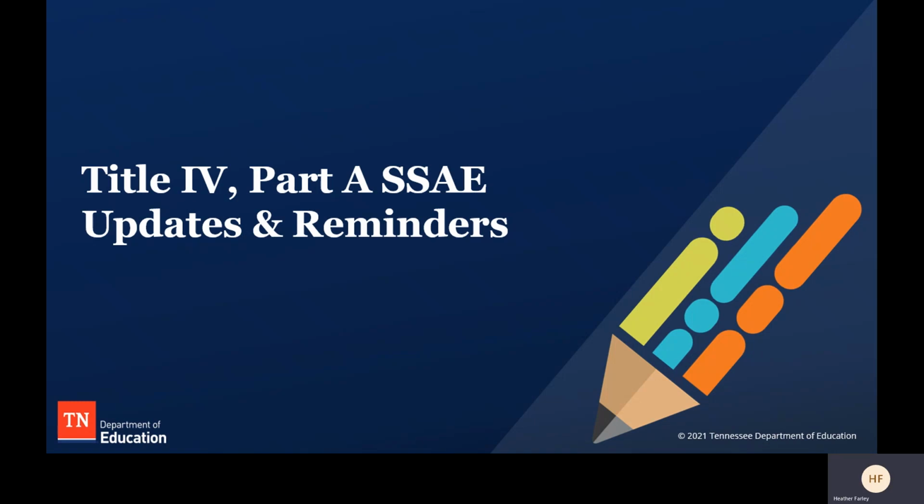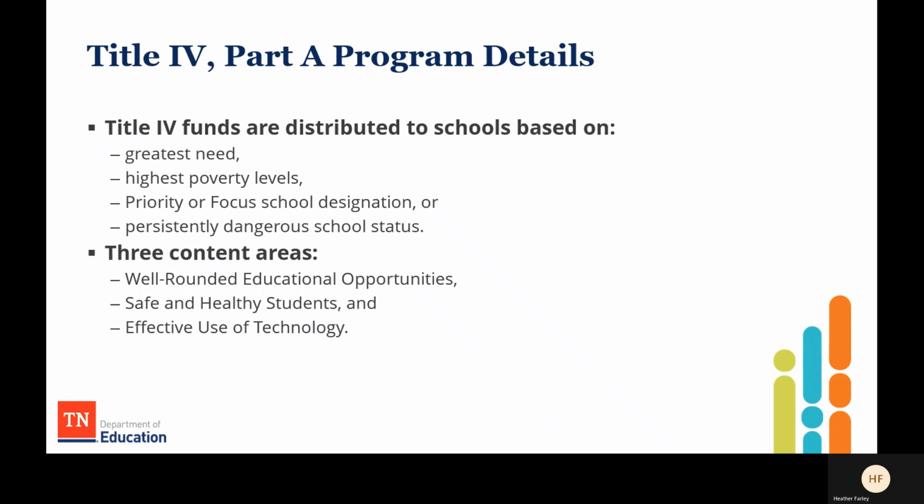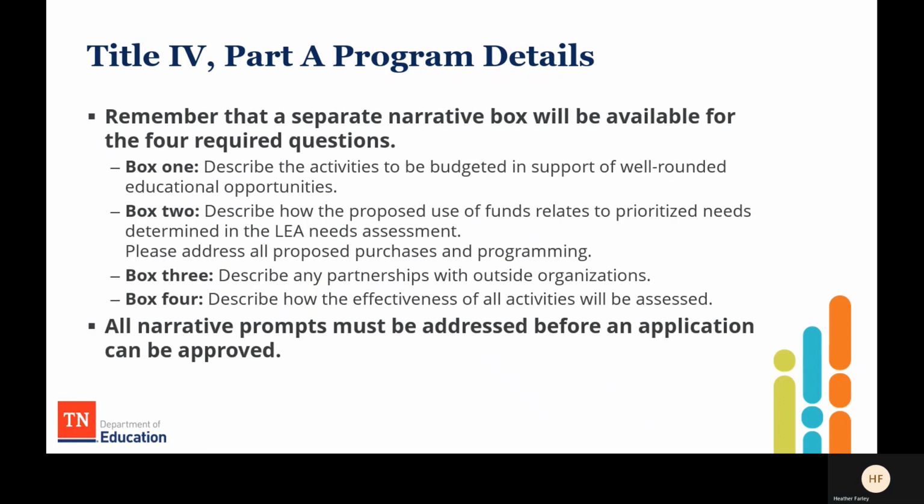Moving on to Title IV, Part A. These funds, under the program details pages, you will check on how you utilize them. And do note, you still have the 3 content areas with well-rounded, safe and healthy, and effective use of technology. Do note under the program details page that there are 4 boxes for each section. So make sure you complete all 4.